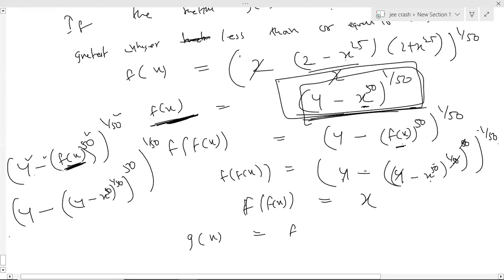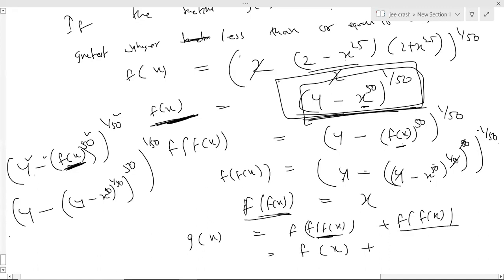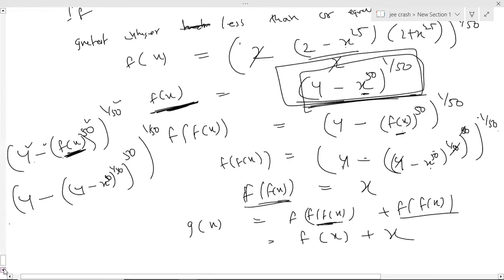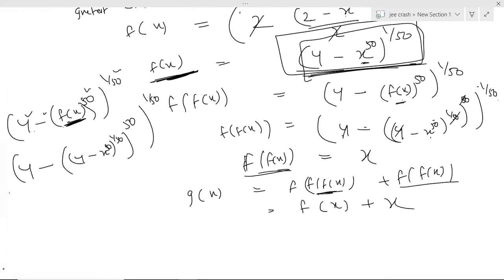ये है f of x प्लस f of x. तो ये f of, इसके जगह हमने x लिख दिया क्योंकि हमें पता है इसकी जगह x ही आएगा, प्लस ये तो हमारे पास x है. तो फंक्शन बहुत सिंप्लीफाइड हो गया कि f of x प्लस x. और हमें पूछा है ग्रेटेस्ट इंटीजर फंक्शन ऑफ g of 1.